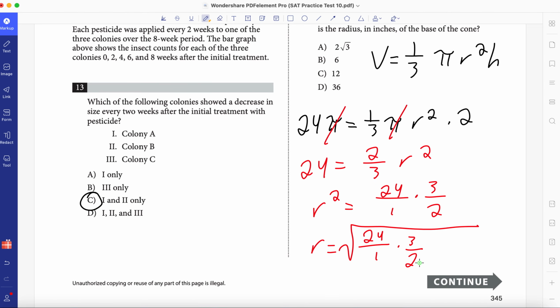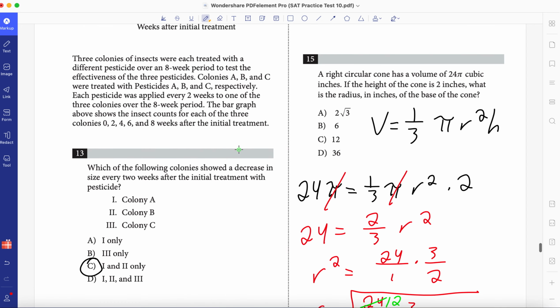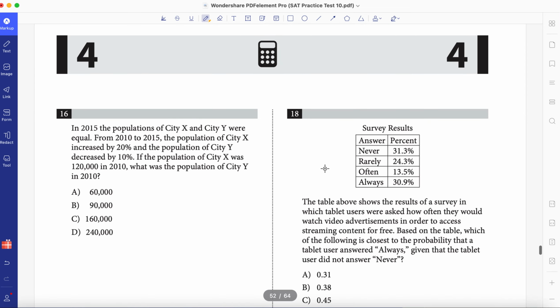And then over here we can cancel. 2 divided by 2 is 1. 24 divided by 2 is 12. So radius is going to equal the square root of 12 times 3, which is 36, and the square root of 36 is going to equal 6. So the answer for this one is B, 6. And we just did this by using the equation given to us on the formula sheet.